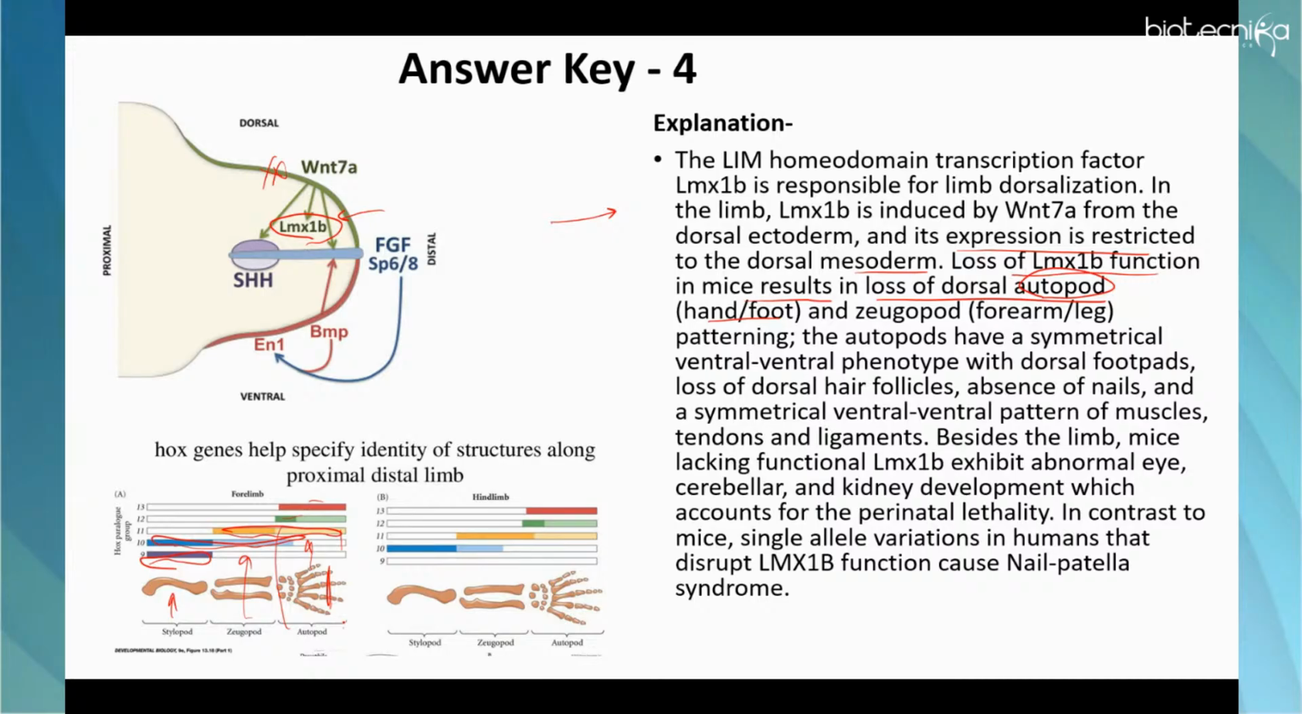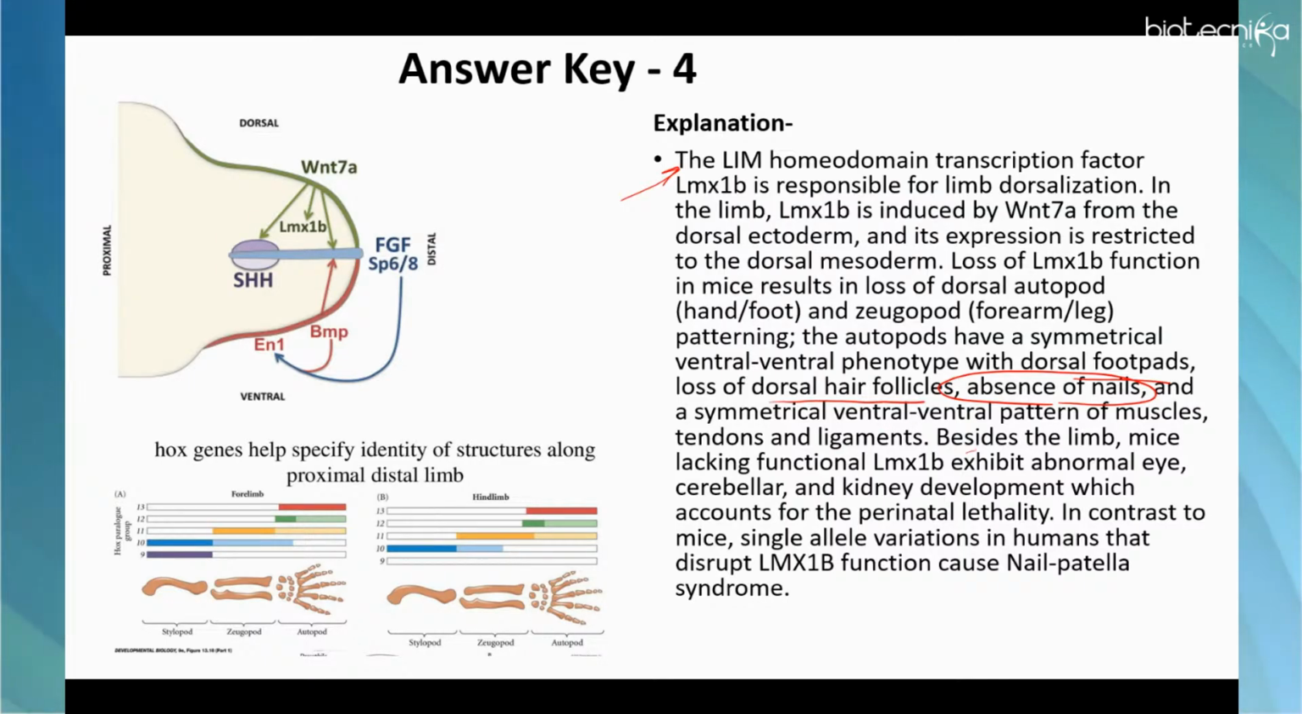So here, if the LMX1B gene is not there, then the dorsal autopod and zygopod patterning will be lost, right? Patterning will not happen properly. The autopods have a symmetrical ventral phenotype with ventral footpads. So because of which nails also don't form. The dorsal side doesn't form properly. So the dorsal hair follicle is also not there. At the dorsal side, we have the hair follicles. So we are talking of LMX1B if there is a mutation, right?